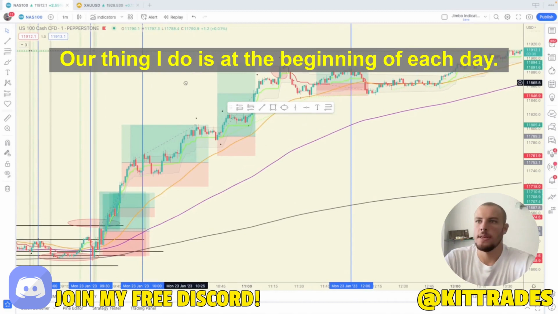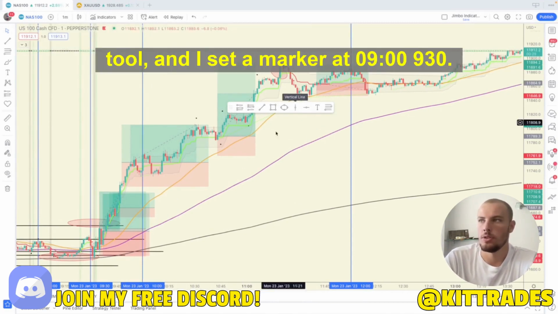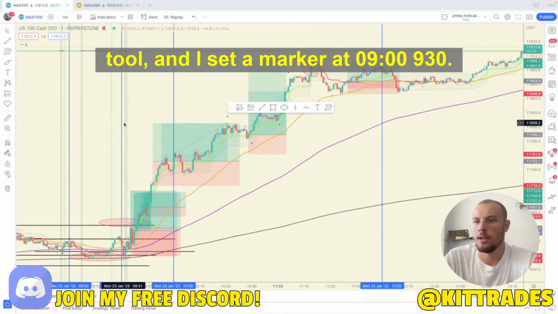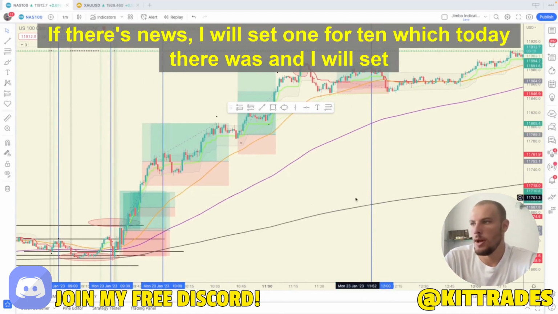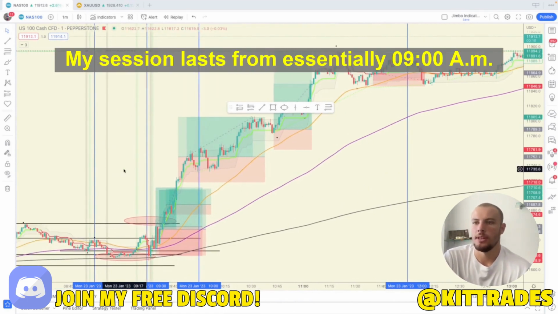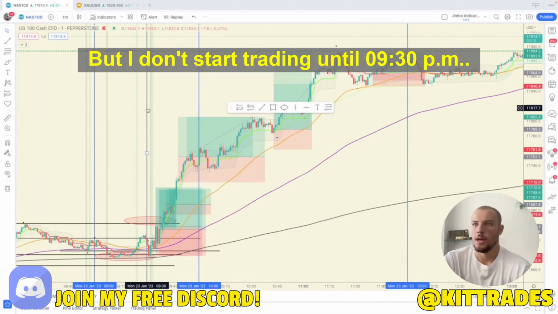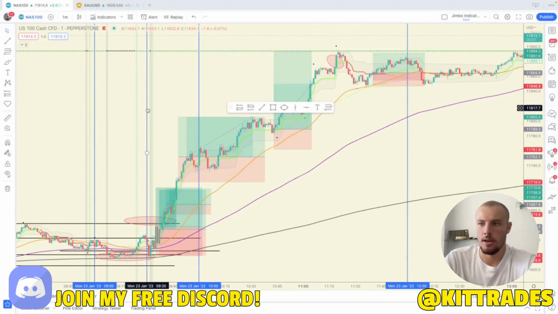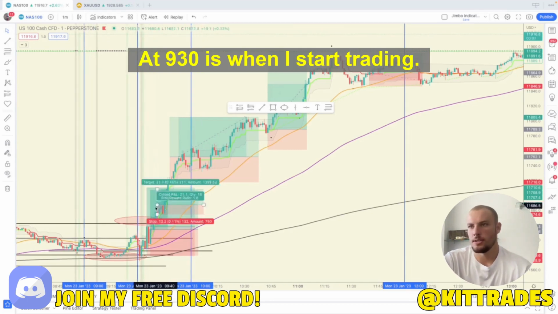All right, first thing I do at the beginning of each day, I take the horizontal line tool or the vertical line tool, and I set a marker at 9 o'clock, 9:30. If there's news, I will set one for 10, which today there was, and then I will set one at 12, okay? My session lasts from essentially 9 a.m. Eastern time to 12 p.m. Eastern time, but I don't start trading until 9:30 a.m. Eastern time. I'm silly. At 9:30 is when I start trading.